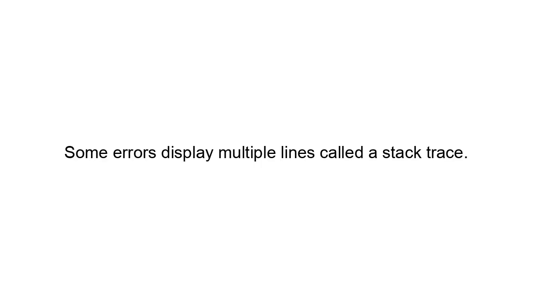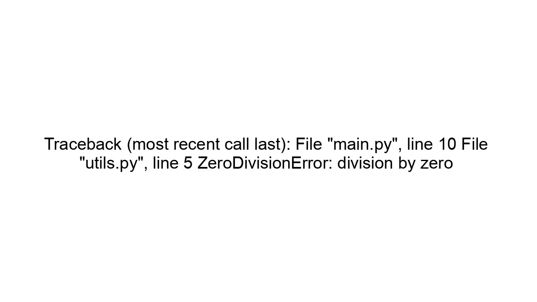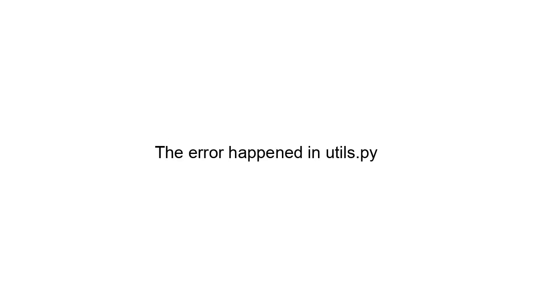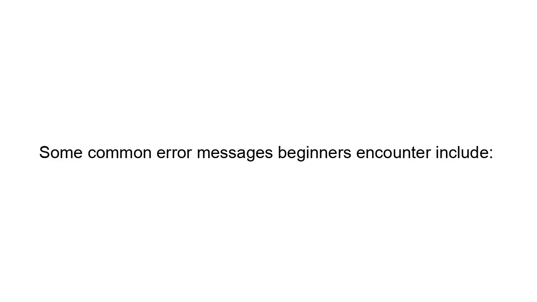Example. Reading a stack trace. Some errors display multiple lines called a stack trace. Example: Traceback, most recent call last. File main.py, line 10. File utils.py, line 5. ZeroDivisionError: division by zero. This tells us the error happened in utils.py. That function was called from main.py. Stack traces help track the flow of the error through the program.